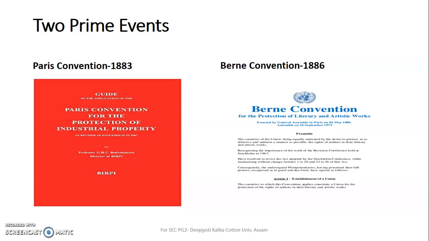IPR came into existence by two conventions. Basically, these are the result of the industrial revolution that was going on in Europe. The first one is the Paris Convention that happened in 1883, and this Paris Convention was directly related to industrial property creations. And later in 1886, the Berne Convention came, and this Berne Convention was for the protection of literary and artistic works. So these are the prime historical events based on which modern intellectual property laws are created in different countries.